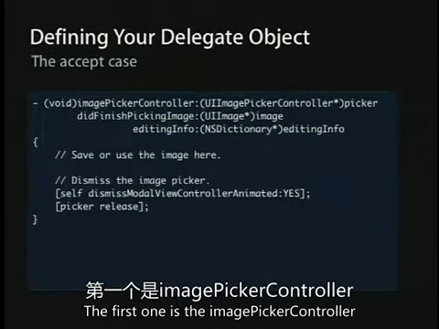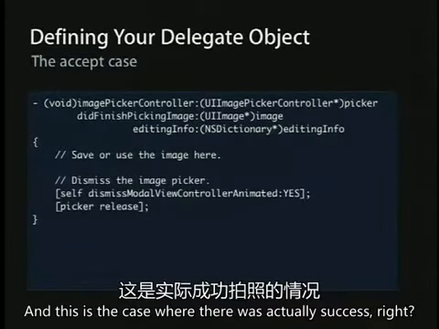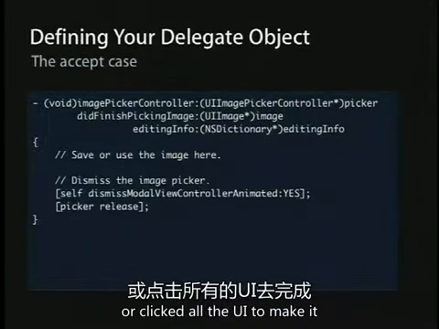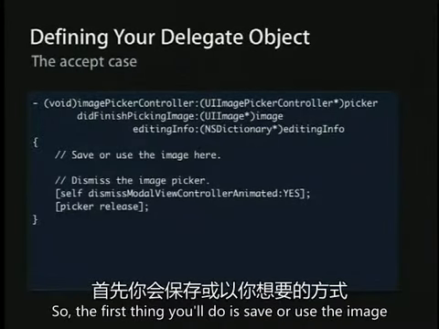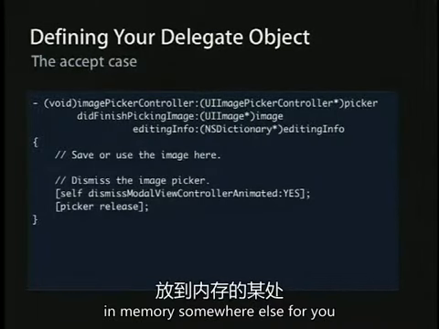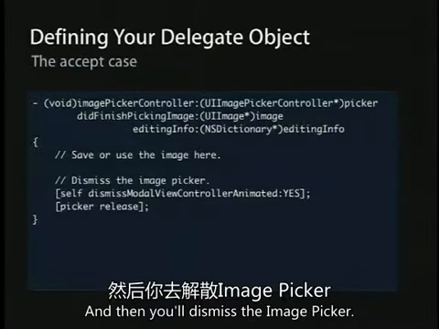The first one is the imagePickerController:didFinishPickingImage:editingInfo:. And this is the case where there was actually success, right? The thing came up, the user took a picture, and they clicked all the UI to make it so that they selected that image. So the first thing you'll do is save or use the image in whatever way you want. Write it out to disk or put it in memory somewhere else for you to draw some faces on it or something. And then you'll dismiss the image picker.